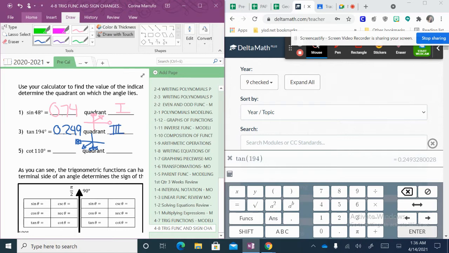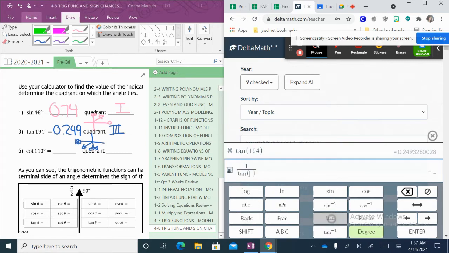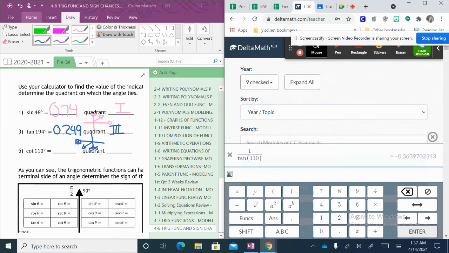Then the next one, we have cotangent. Unfortunately on our Delta Math, we do not have the cotangent button. So because cotangent is the opposite of tangent, we do 1 divided by tangent of 110. That means the same thing. This gives us negative 0.364, going 3 decimal places. And so here, 110 would land in the second quadrant because this number is 90 up here, and this number is 180. So this would be in the second.